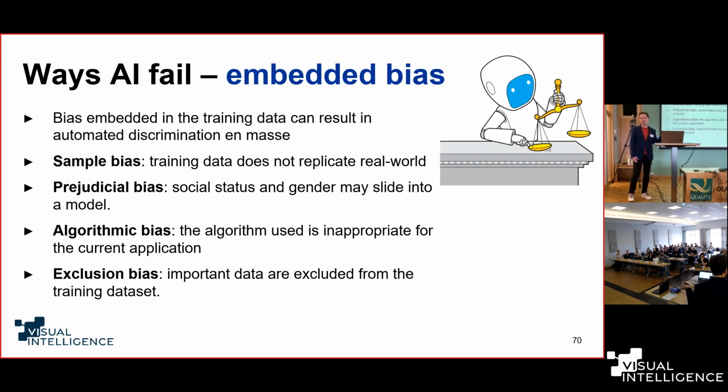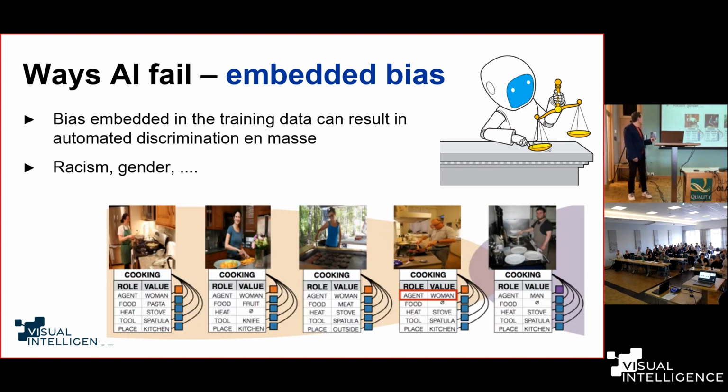Another issue is embedded bias in AI. So we have a sample bias. We do not have enough training data, and it doesn't replicate the real world. We can have some kind of bias related to that, such as social status, gender, race. Algorithmic bias: it's not the appropriate algorithm we're using, or it could be data excluded from the training data set. That could be important. A typical case here: we are looking at cooking, and it wanted it to be a woman, even when a man is cooking. So you have this bias with gender.